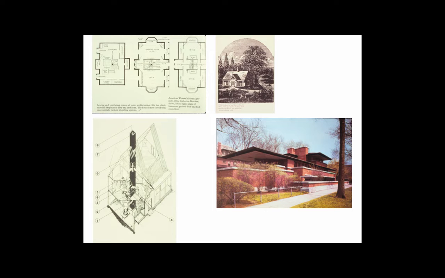Now, this idea of having the mechanical core in the center is also done by Catherine Beecher, 1869, American Woman's Home. She develops the idea that you should have the mechanical in the center and open, flexible space around it. But she doesn't really have an aesthetic. It's kind of a gingerbread cottage. Wright takes that idea and gives it an aesthetic.